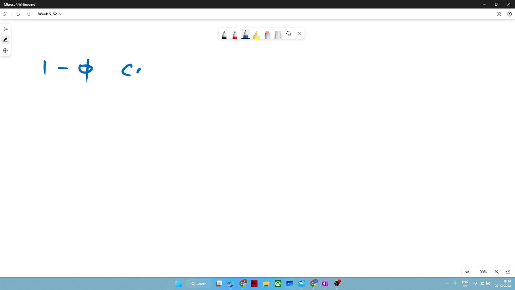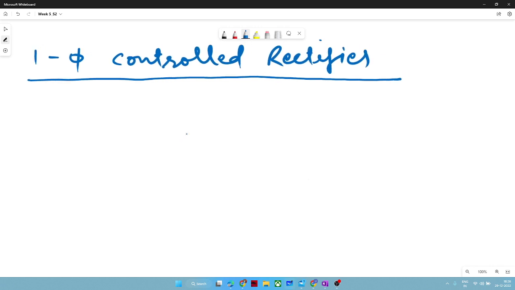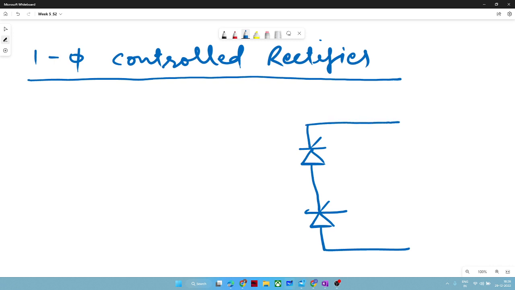So, single phase controlled rectifier. What do we mean by controlled rectifier? Anyone? Instead of diodes, SCRs are used, with which we can control the pulse. That's right. So why do we want to control those things? To reduce ripple. That's one thing, to reduce ripple.